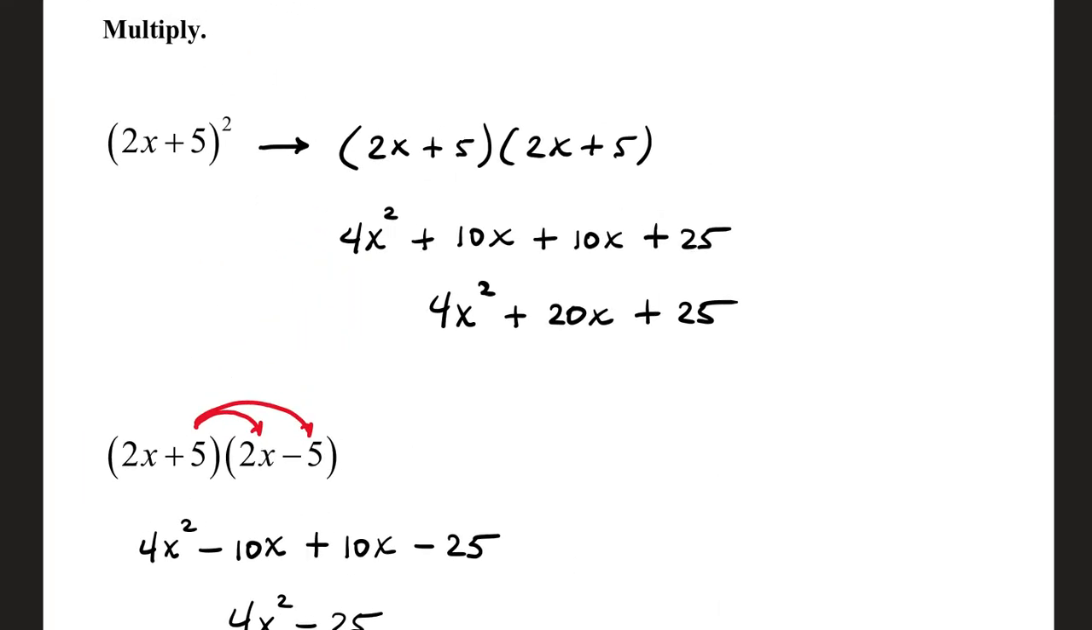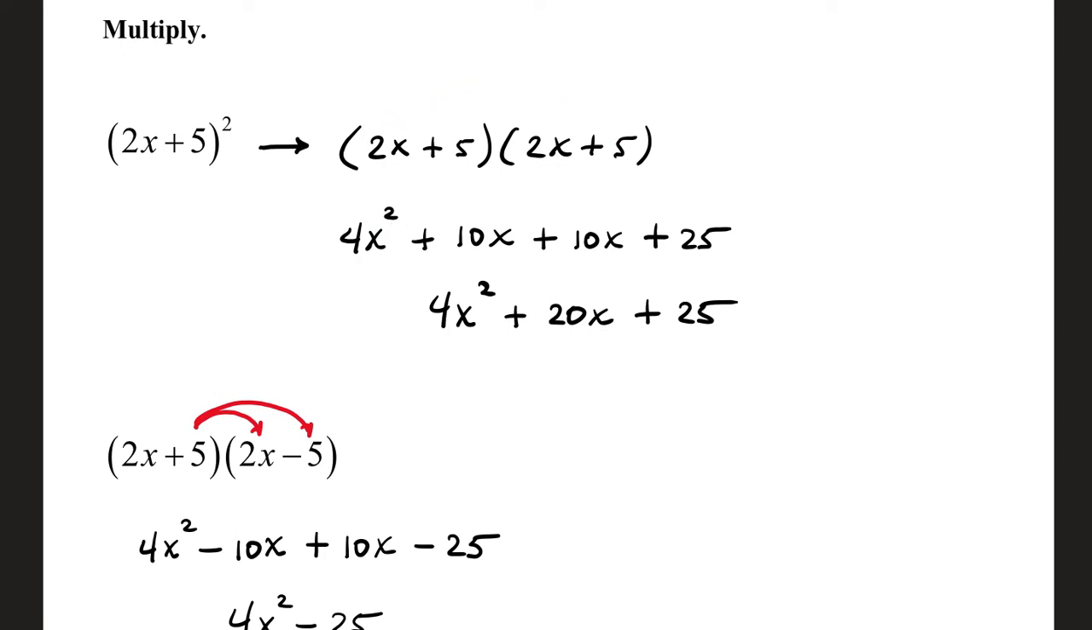Sometimes binomials are in disguise. This example at the top, 2x plus 5 quantity squared. Remember that exponents are shorthand notation for repeated multiplication. So that's actually 2x plus 5's multiplied together. 2x times 2x, 4x squared.